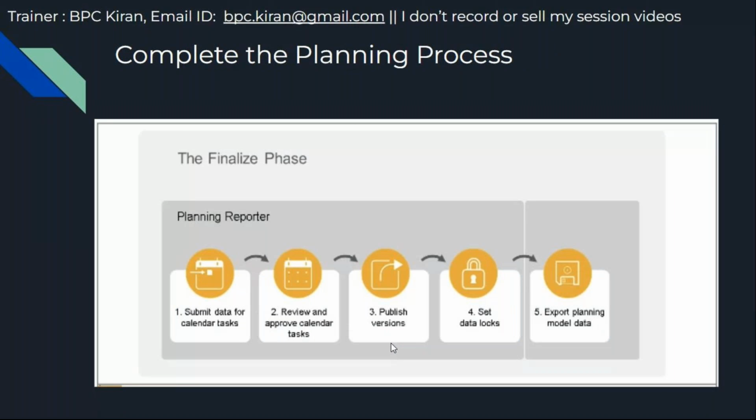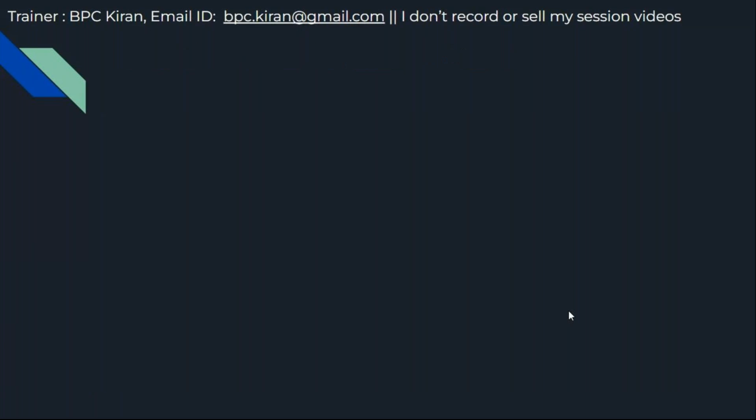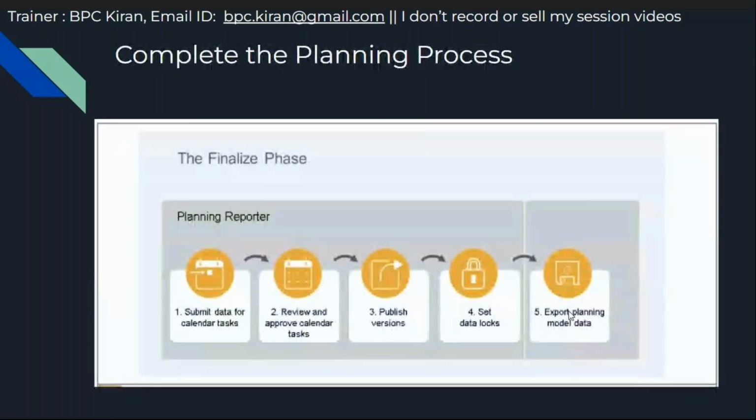Then complete the planning process using the finalization phase, where in the calendar you can add the calendar task, submit the data, review the data, publish the versions, set the data locking, and export planning model data to any sources. Right. So these are the three phases.